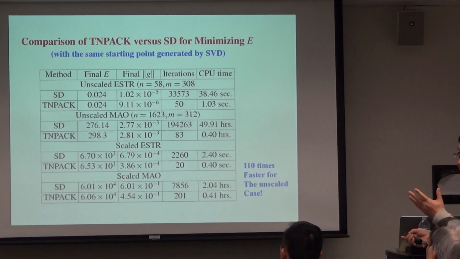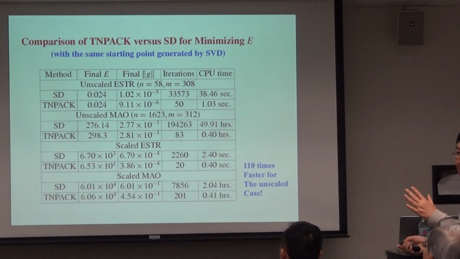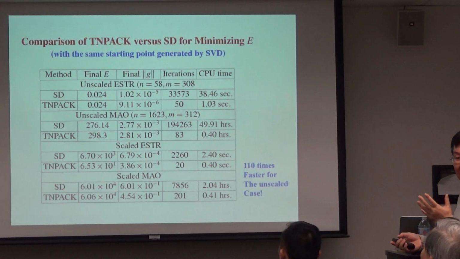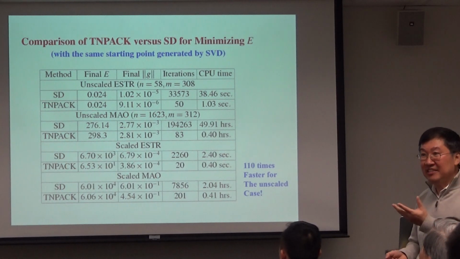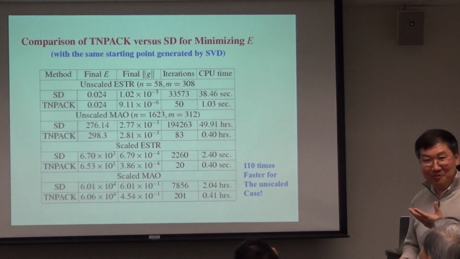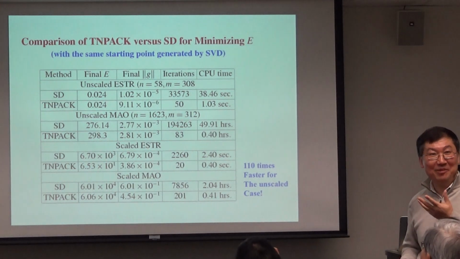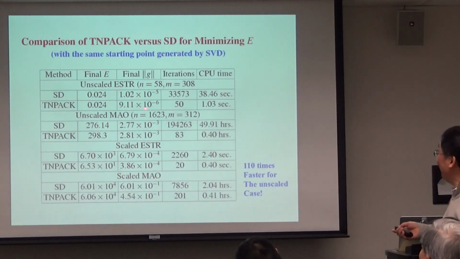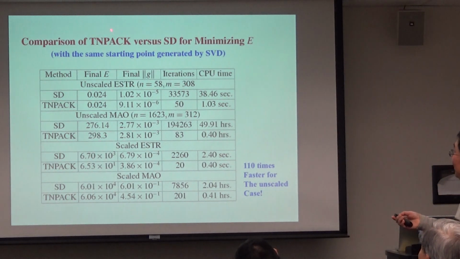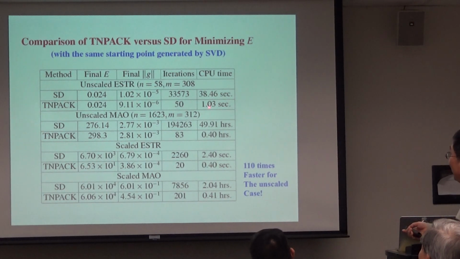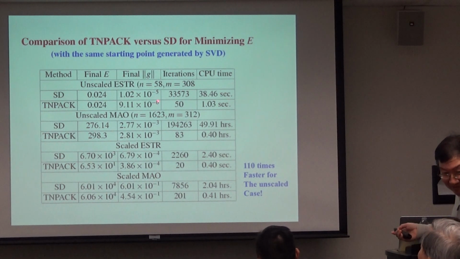I think in such a study, a company or some research group usually uses steepest descent minimization algorithms. That's the one they like to use because it's simple and easy to understand. Now you see here, our package compared with steepest descent runs much faster. Much faster.